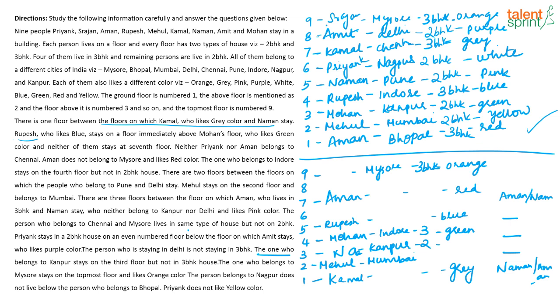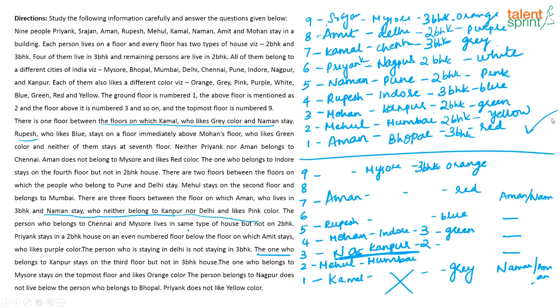There are 2 floors between Mehul, who stays on the second floor, and the floor on which Aman lives. 3 floors, sorry. And Naman stays, who neither belongs to Kanpur nor Delhi. Here I am getting Naman in Kanpur. Is that possible? Not possible. So this goes wrong. So this has to be your final arrangement.